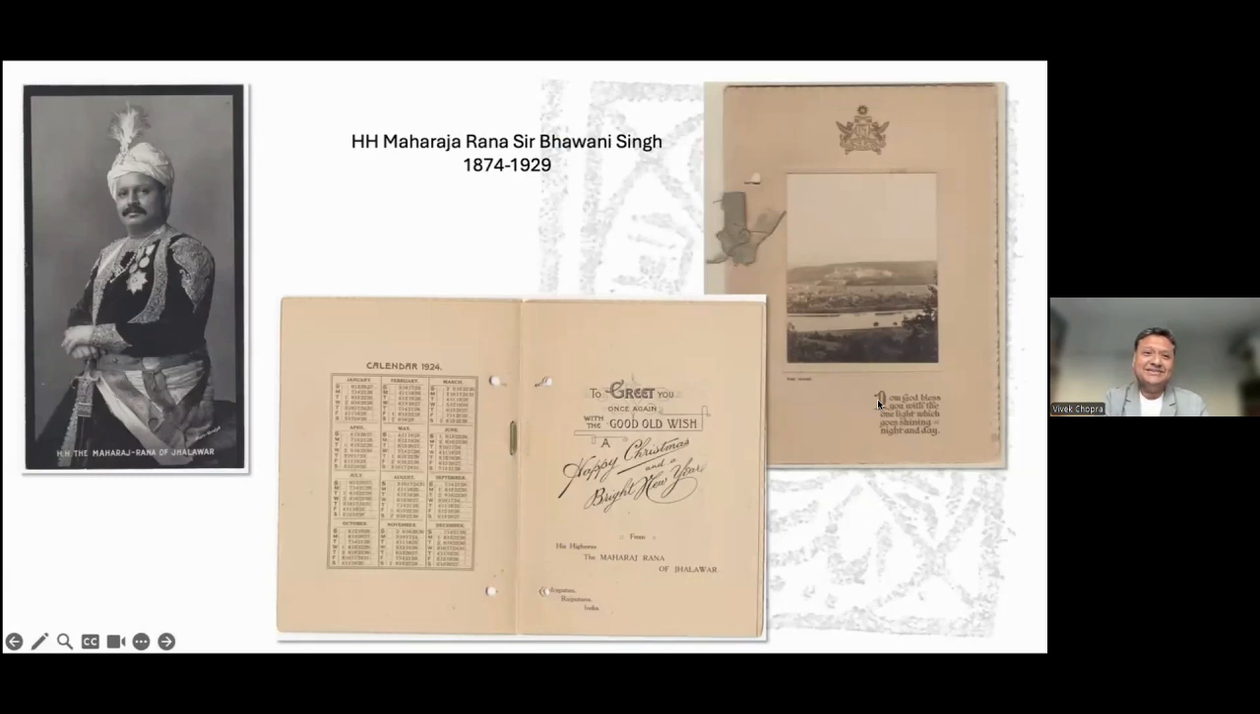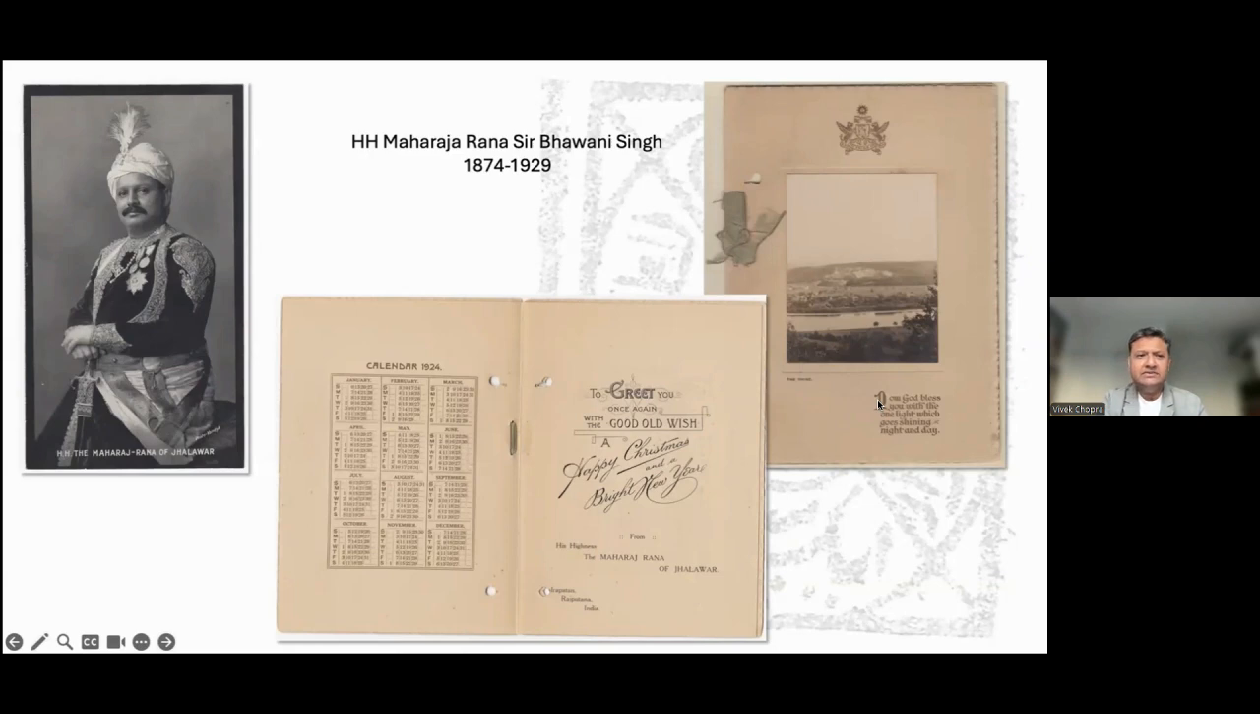And you can see here, I have the original photograph of His Highness Maharaja Rana Singh Bhavani Singh, as well as one of the Christmas greeting cards he used to send to his British friends. You can see it's dated 1924, and it says: to greet you once again with the good old wish, a happy Christmas and a bright new year from His Highness the Maharaja Rana of Jhalawar.